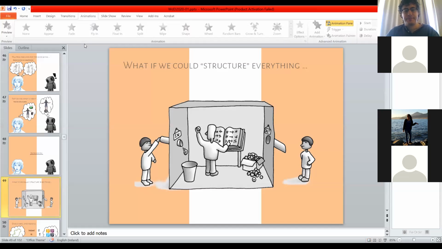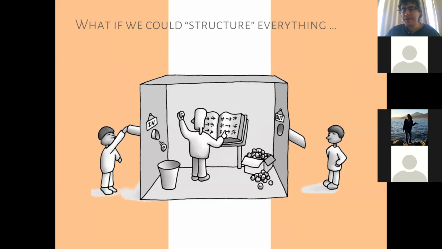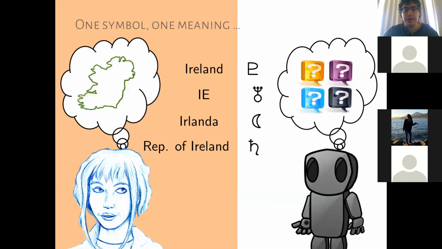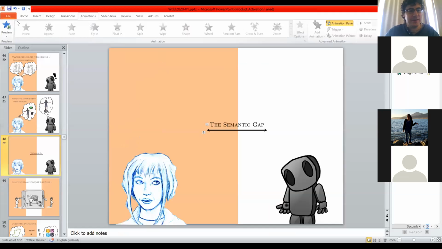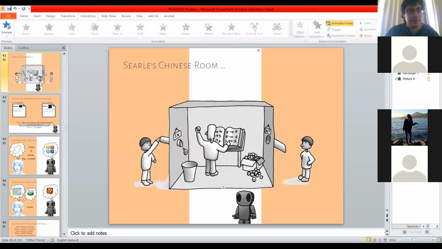So let's return to the class. So rather than asking the machines to understand unstructured natural language, what if we could structure everything? Oh, I jumped ahead, I'm sorry.